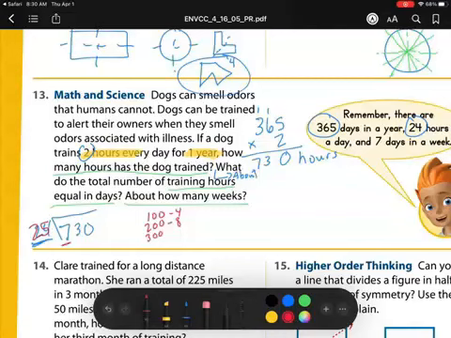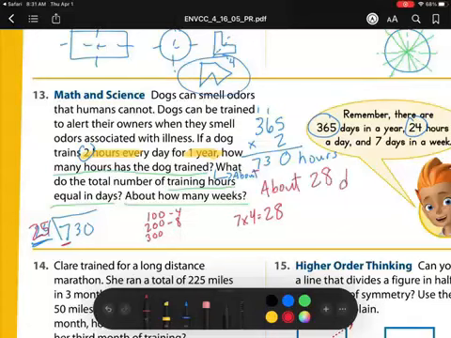Is there another easier way though? Because I could do that, but there is a faster way. I could think 7 times 4 is 28, because remember I'm making groups of 4. And so now what do I have? Well, it's about 28 weeks. So now, I'm sorry, 28 days.